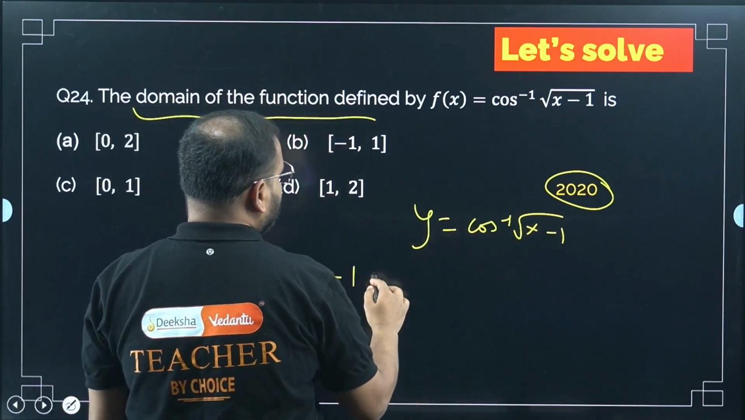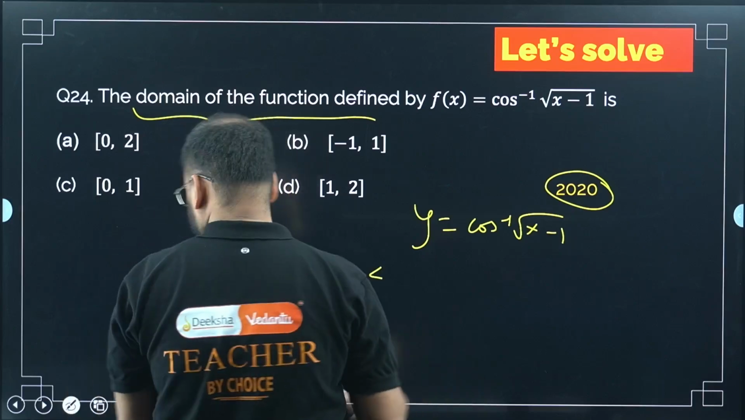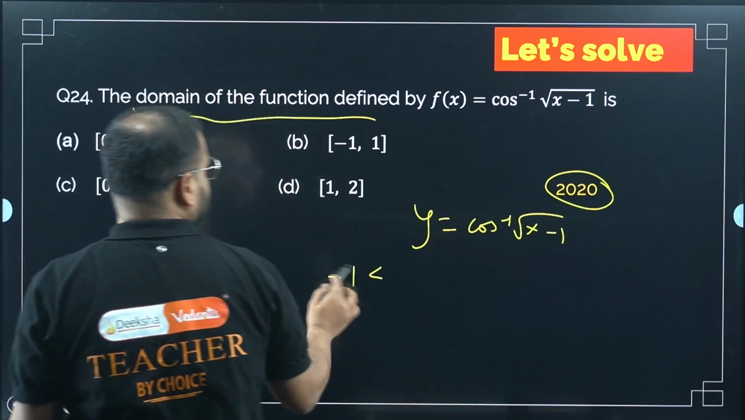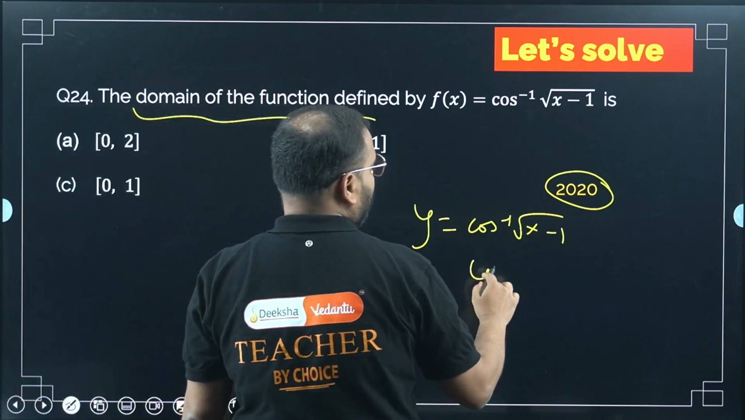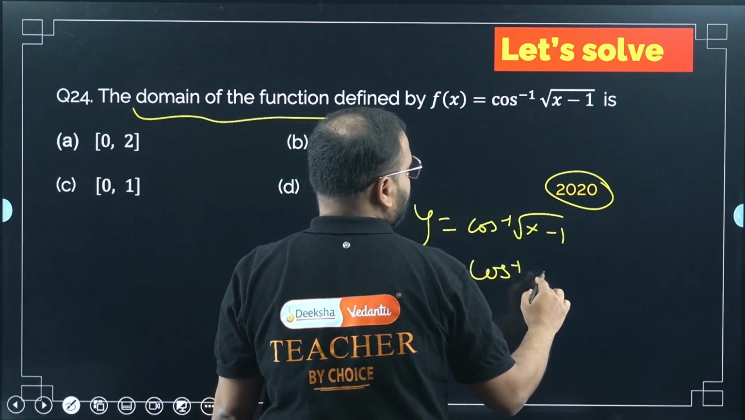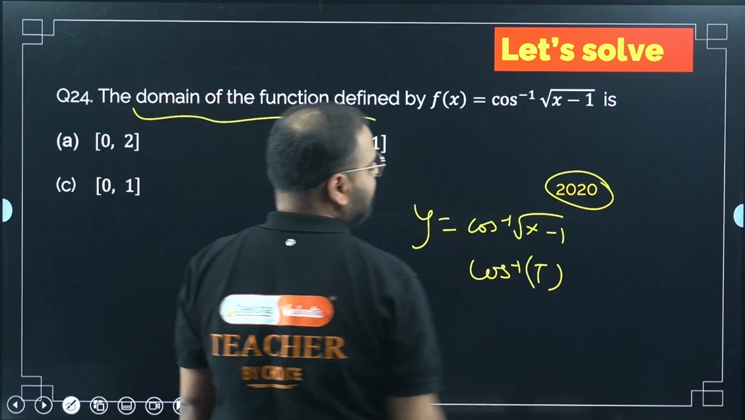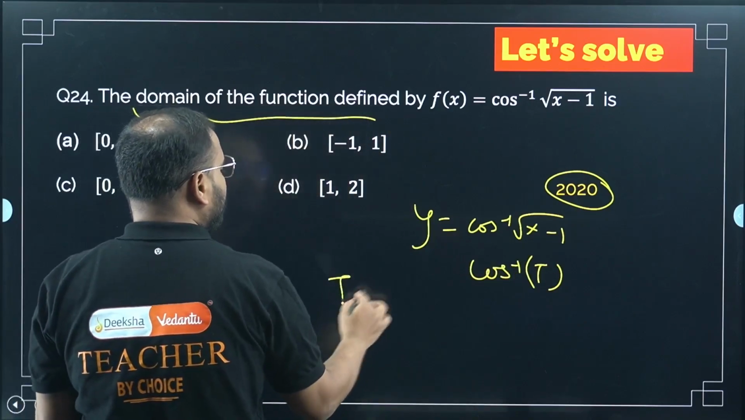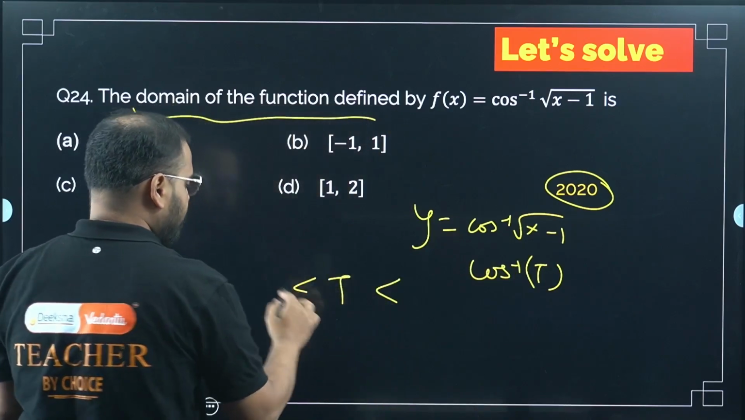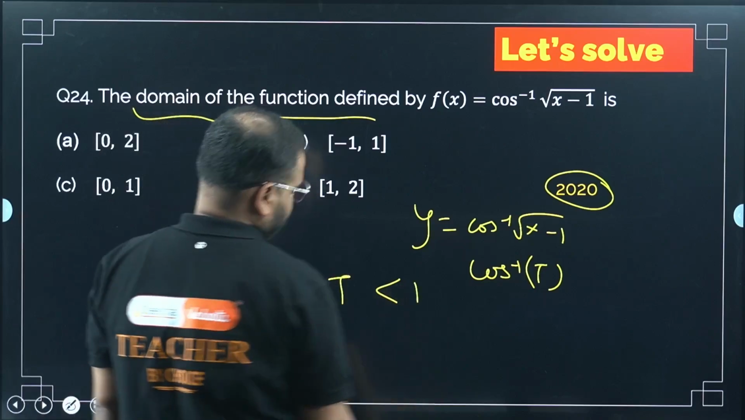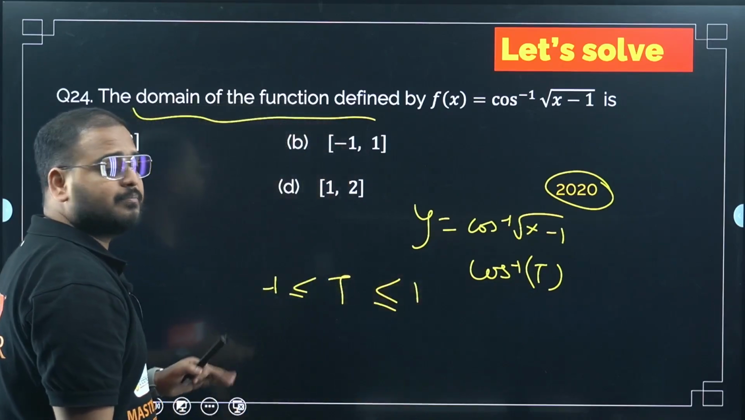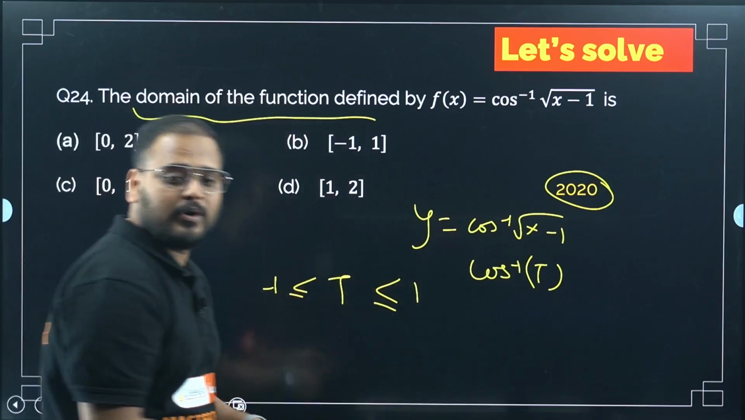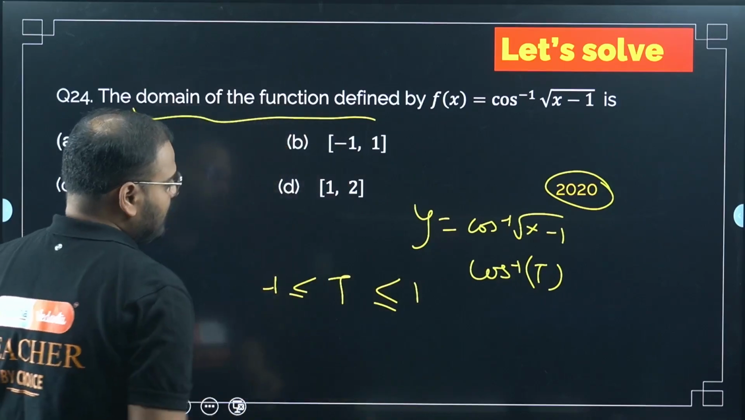So cos inverse will act on, let me rewrite this, if this was cos inverse of, let's say, some value t, then we know that t is going to be lying in between minus 1 to 1. Yes, right? Cos inverse domain is minus 1 to 1. Please agree with me. Minus 1 to 1, right? Yes, sir.